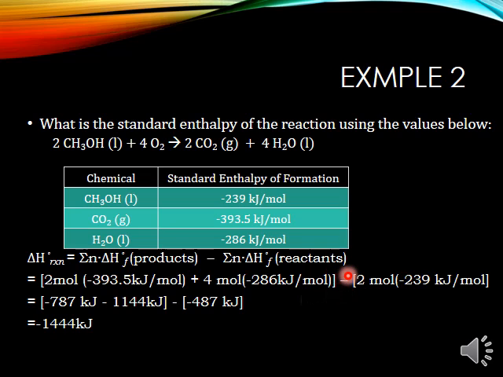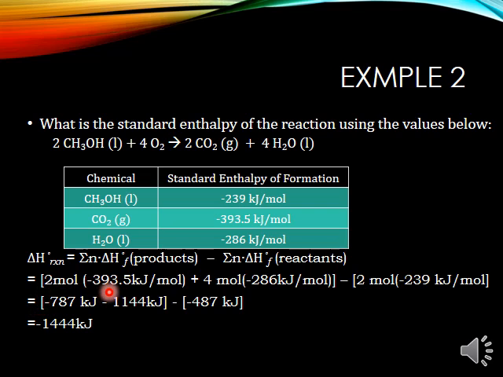And then we're going to subtract the reactants. We have 2 moles of our methanol times its value, negative 239 kilojoules per mole. We do not have to include the oxygen because the oxygen is in its standard state, and it doesn't have an enthalpy of formation. Its enthalpy of formation is 0, so it will not affect our calculation.